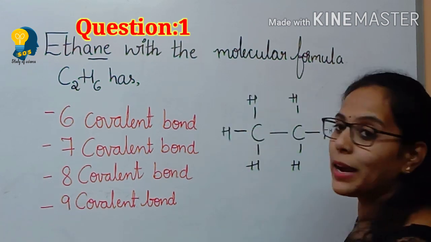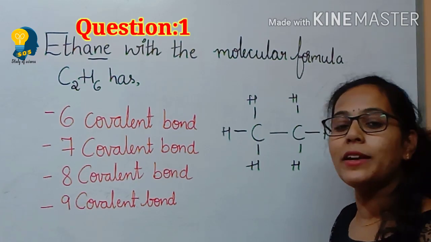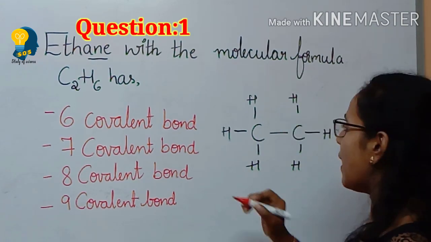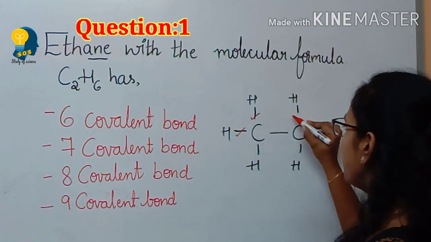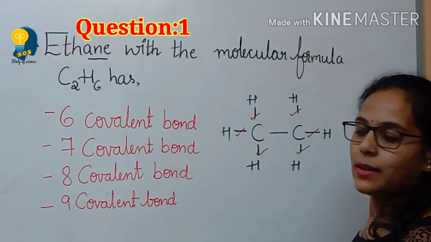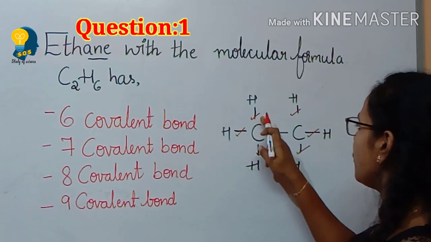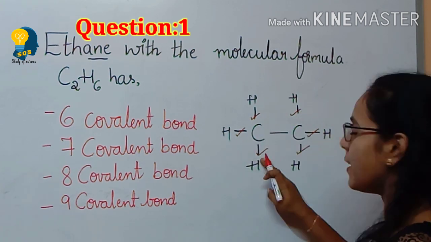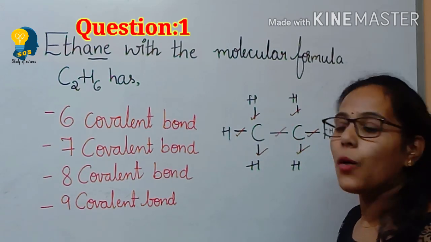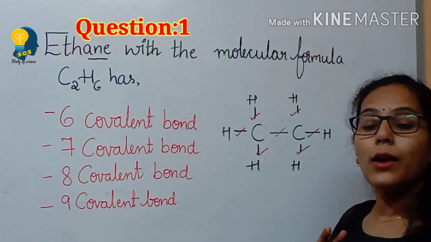So now what we have to find out? We have to find out how many covalent bonds are found between these compounds. See, there are 1, 2, 3, 4, 5, 6 and one more is this. That is the 7th one. Okay. So totally there are 7 covalent bonds.